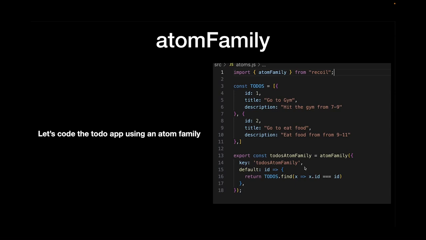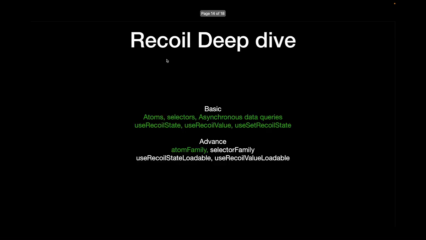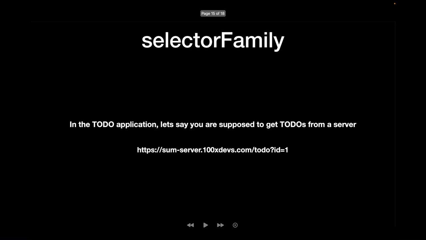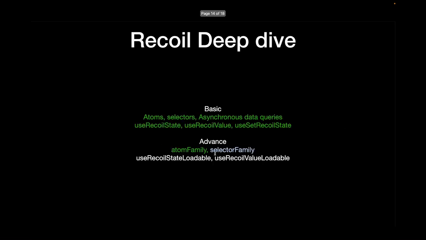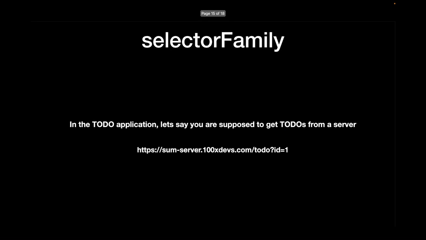This is great, but what is this missing? This is missing what if this data is present on a backend? How do I get this data from the backend and actually render it here? Which is what we will discuss next when we get into selector family. All right. Next up, what's left? Selector family. And these two hooks that I need to discuss, let's kick things off with selector family here.